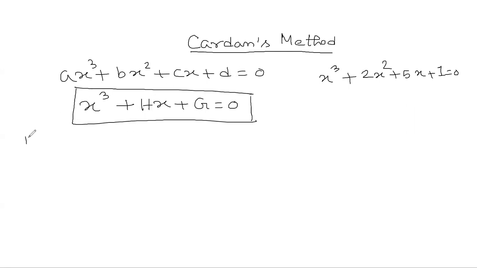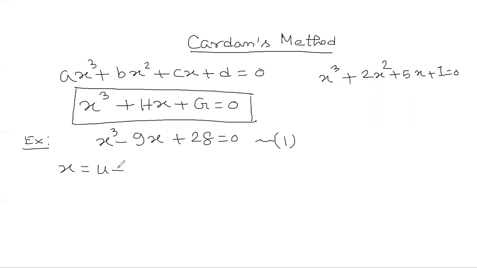Let us take an example. So let us try to solve this equation. You can say this is of Cardan's form. So what is the method here? Our first step, say this is our equation 1. This is the given equation. Our first step is to assume x to be the sum of two dummy variables, say u plus v.